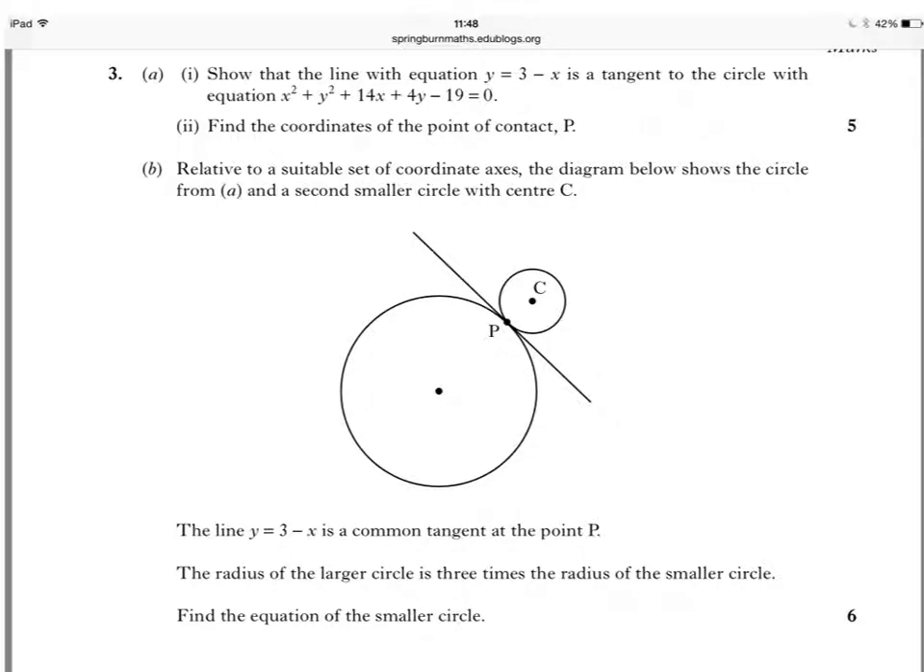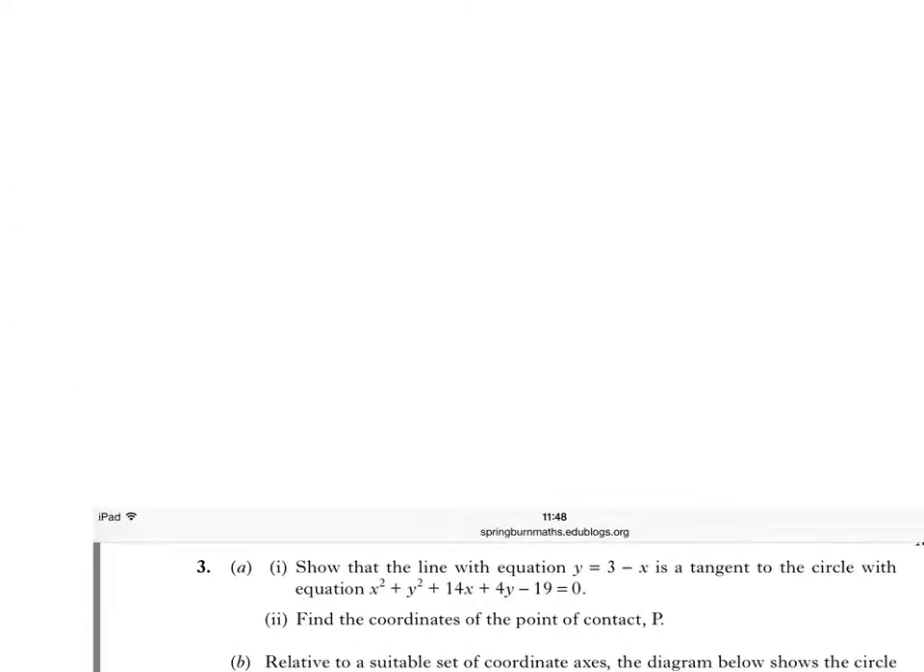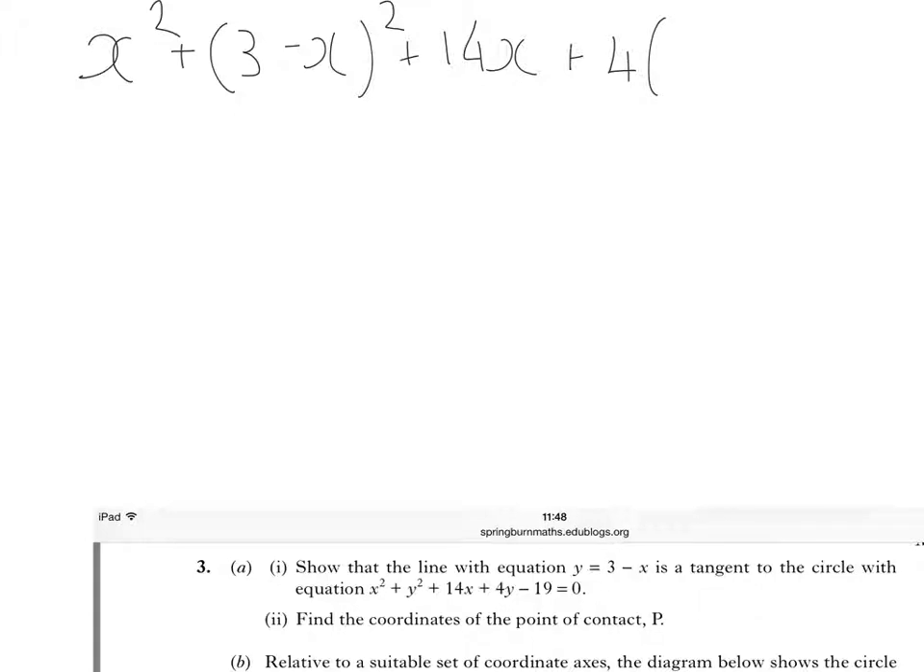So for showing tangency, I'm going to first of all sub y for the straight line into y in the equation of the circle. Wherever I see y, I'm going to replace it with 3 minus x, so that'll be x squared plus (3 minus x) all squared plus 14x plus 4 lots of (3 minus x) minus 19, and that's equal to 0. So just be careful when you expand this stuff out.